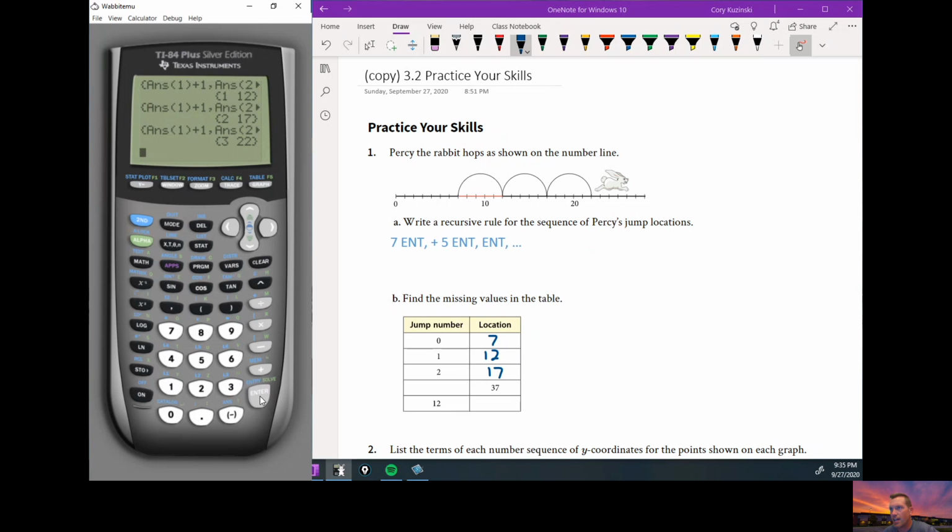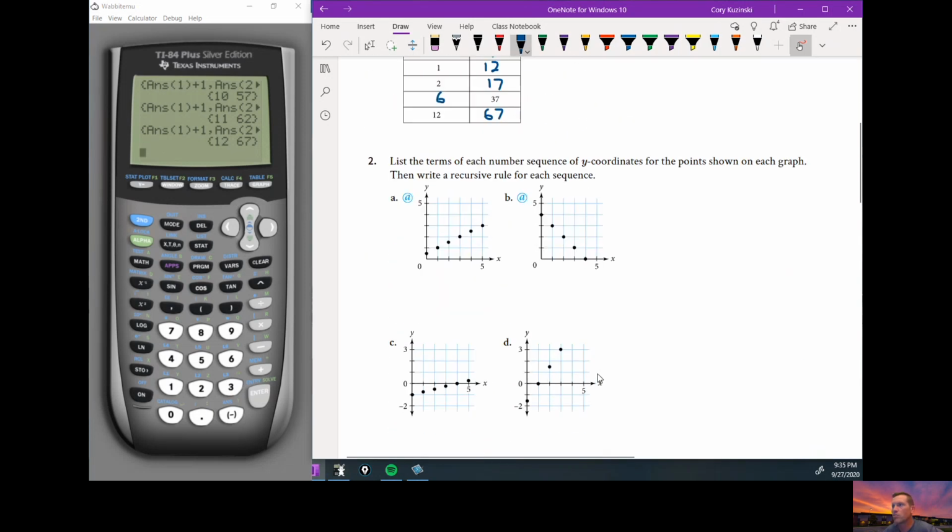To get to 37, hit enter a few more times. You can see it's jump number 6. And at jump 12, I like this way because now I don't have to count. I don't have to keep track. It's 67 is his location. All right, moving on to number 2.